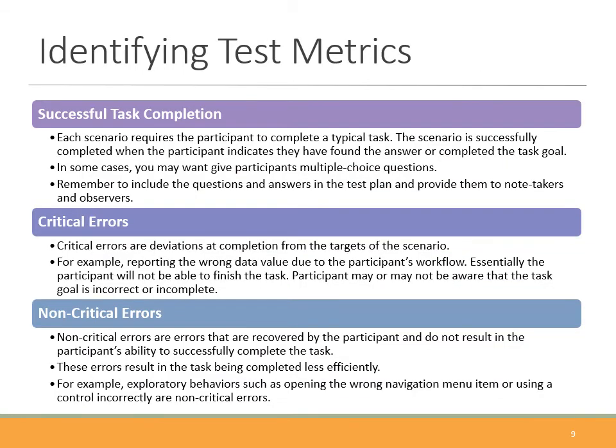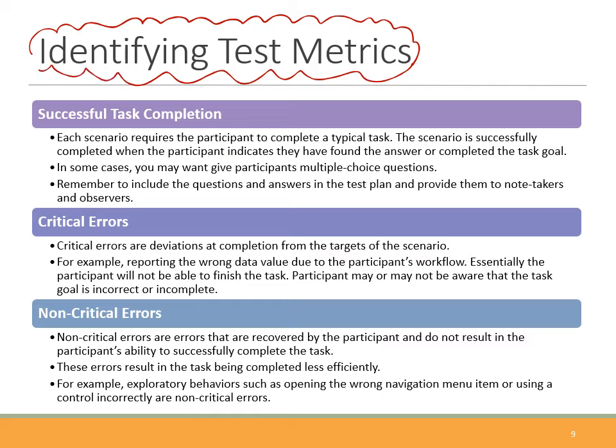When we identify test metrics for our usability test, these are examples of what we should define and consider. For example, if we want to measure the successful task completion rate, that means each scenario requires a participant to complete a typical task. And of course, you need to define what it means by successful completion, because otherwise it is not possible to know whether after working on a system, a user successfully completed such tasks or not.